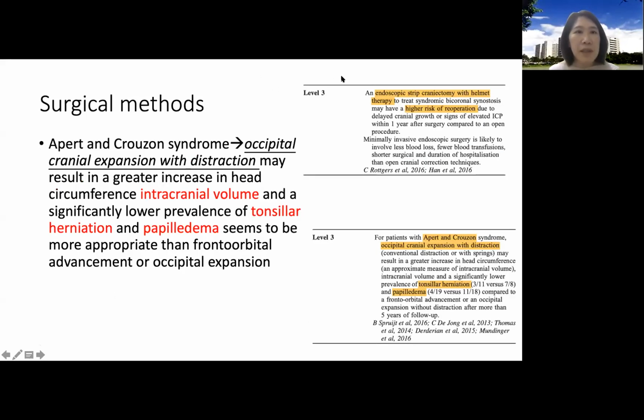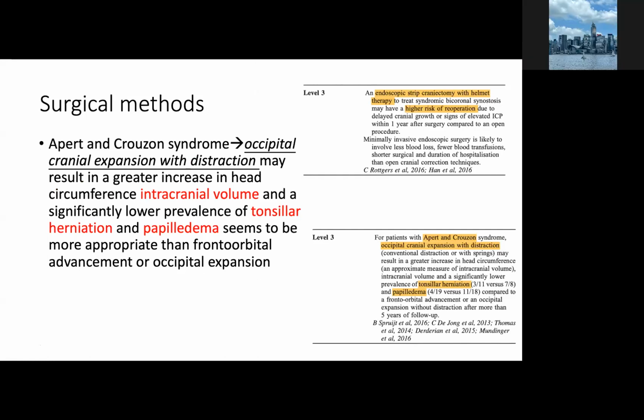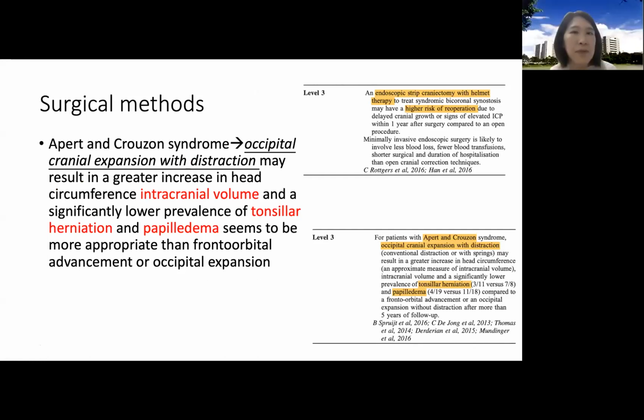So how about the surgical methods? The recommendation for Apert and Crouzon, because there's a high risk of increased intracranial pressure and also Chiari malformation, is that you should do occipital cranial expansion with distraction. That will result in a greater increase in head circumference and intracranial volume. It also can significantly lower the prevalence of tonsillar herniation and papilledema.